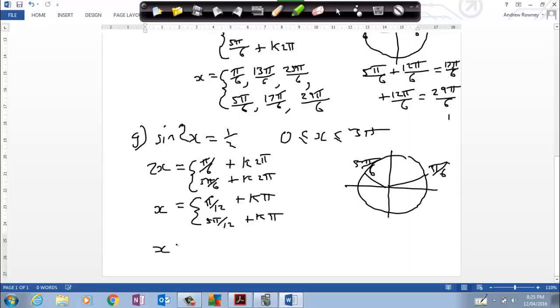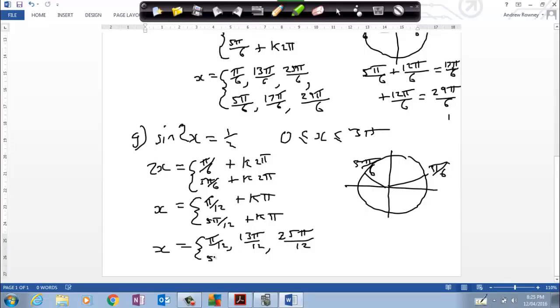Okay, and so now we actually go through the same process. It's pi on 12, comma, we add on pi. Now adding on pi is like adding on 12 pi on 12. We add on 12 pi on 12, we'll get 13 pi on 12. We add on another 12 pi on 12, we'll get 25 pi on 12. And if we add on another one, we will go beyond the 3 pi, so we stop there.